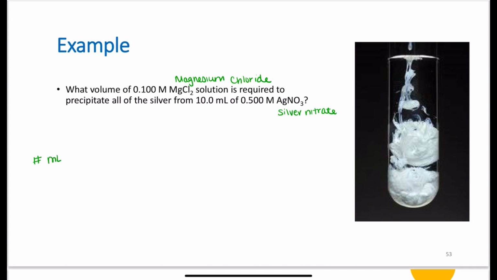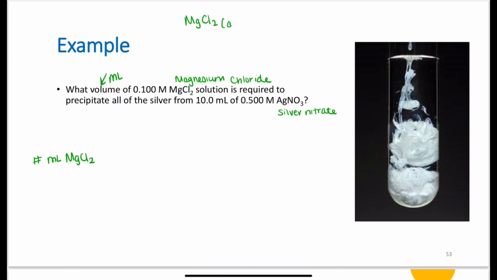That's what we've done all semester. Number of mL of MgCl2. When I say volume, I need mL. I'm not going to measure out liters because we just aren't going to work at that scale. But in order to do this, I'm going to need the balanced equation. I don't know how many magnesium chlorides react with how many silver nitrates. So let's go ahead and get our balanced equation.